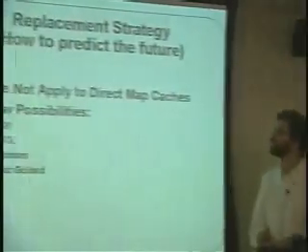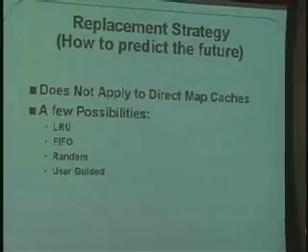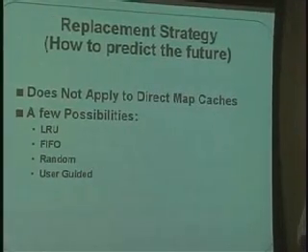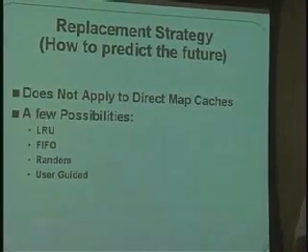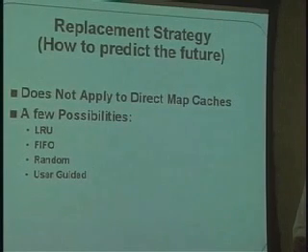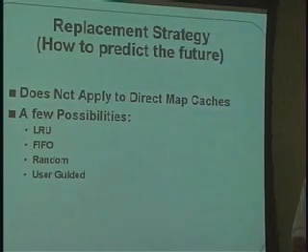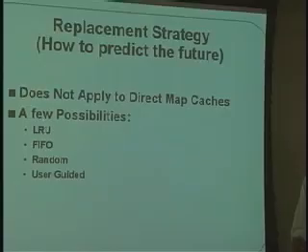And that scheme in particular is called least recently used. Okay, so that's one replacement strategy, LRU, which says I will throw out of the cache the item that is least recently used. Now in the direct map cache, I have no choice. I have to throw out the one that's there because there's only one place for me to go.